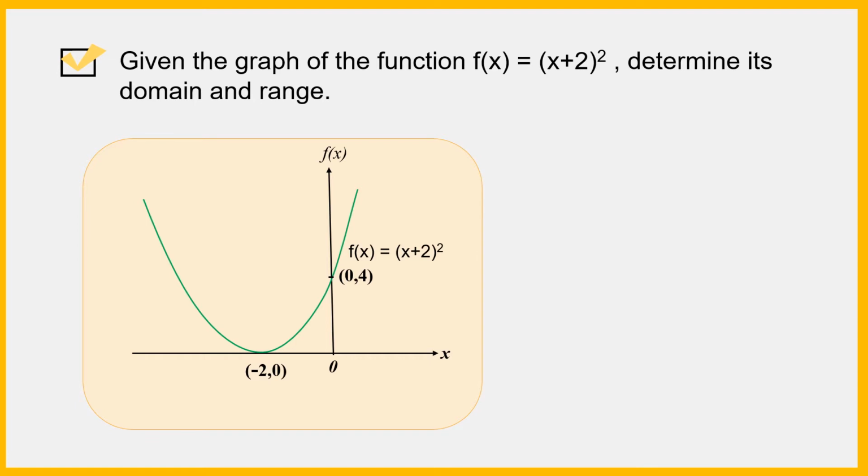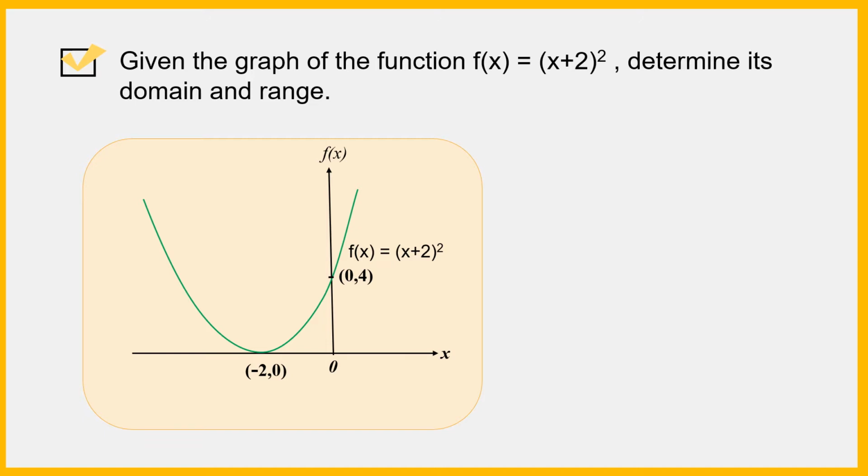Now, let's practice how to find the domain and range from a graph. Let's look at the first example. Given the graph of the quadratic function f of x equals x plus 2 squared, determine its domain and range. Here, the curve of the quadratic function continues beyond the portion of the graph we can see. The domain and range may be greater than the visible values.